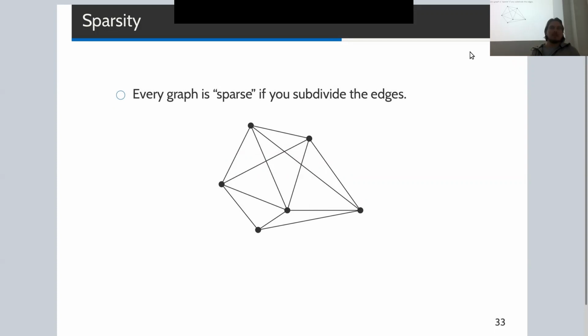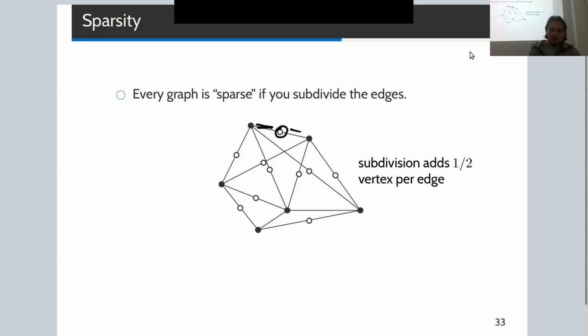So let's start with this graph. It is now an arbitrary graph, maybe a dense one. But if we subdivide the edges like this, then it becomes sparse, because for every vertex here, you have 2 edges adjacent to it, or the other way around: for every 2 edges, you have 1 vertex. So in this graph, the number of edges is bounded by twice the number of vertices.